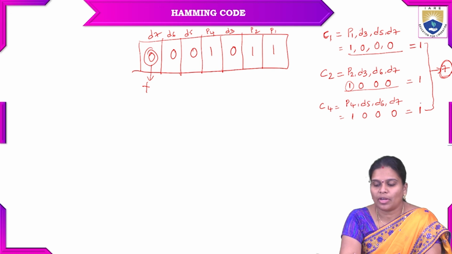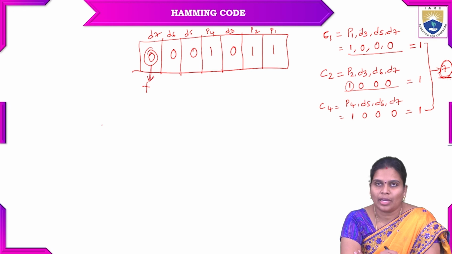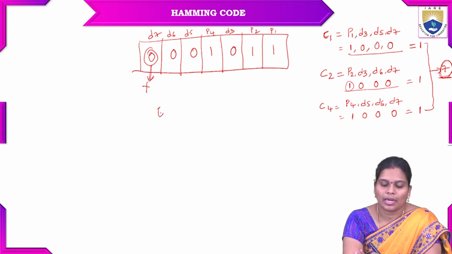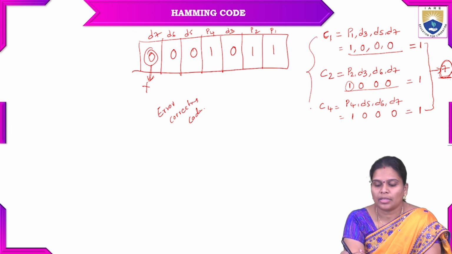So the value is 111. Based on this error correcting code, we are finding the bit position, that is 7. So in the 7th bit we have the error. This is the error correcting code, based on the check parities, checking codes. So here we are finding the error correcting code.